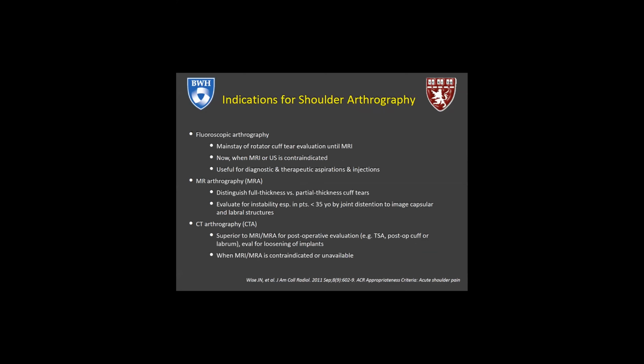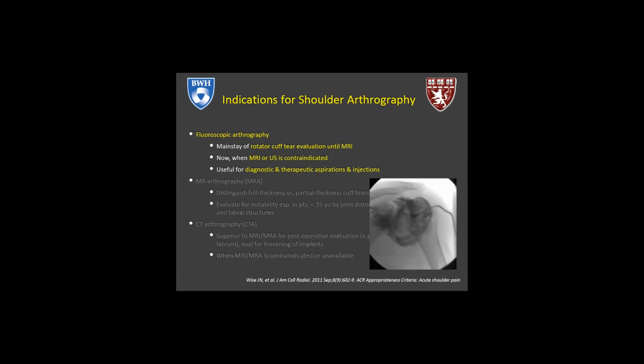So how do we decide whether the patient should just go for fluoroscopic versus MR or CT? So fluoroscopic arthrography has been the mainstay of rotator cuff tendon tear evaluation until the advent of cross-sectional MRI, which was non-invasive and shows the tendon anatomy much better. Now arthrography is really just done when MRI or even ultrasound, which is now demonstrated to be great for looking at the torn rotator cuff tendons, is contraindicated. So in the absence of those options, fluoroscopic arthrography becomes a mainstay. And it's obviously helpful for both diagnostic and therapeutic aspirations and injections when we deliver steroid medication for pain therapy to these areas, or if there's a suspected septic joint, in which case we would do arthrocentesis through fluoroscopy as well.